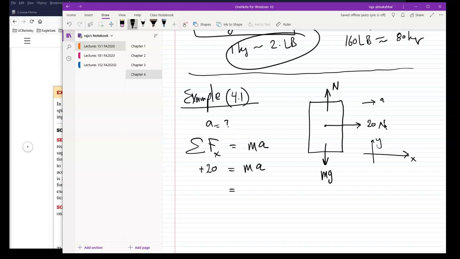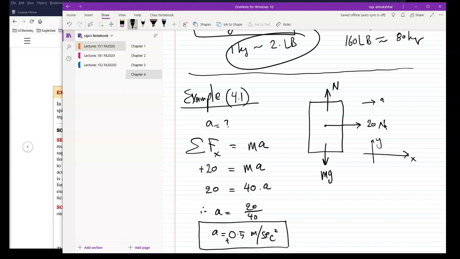And the mass here is what? It's 40 kilograms. 40 times a, equals 20, and therefore the acceleration is 20 over 40. So the acceleration is 0.5 meters per second squared. And of course, it's a positive acceleration, so that means it's moving to the right. And that's the end of the problem.